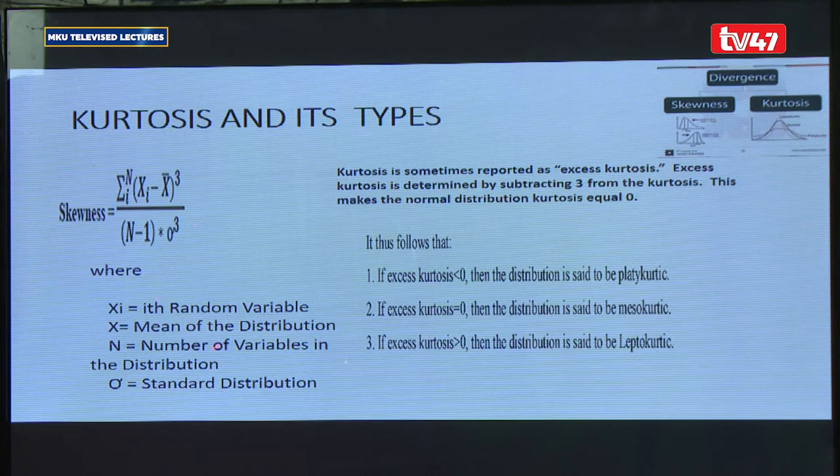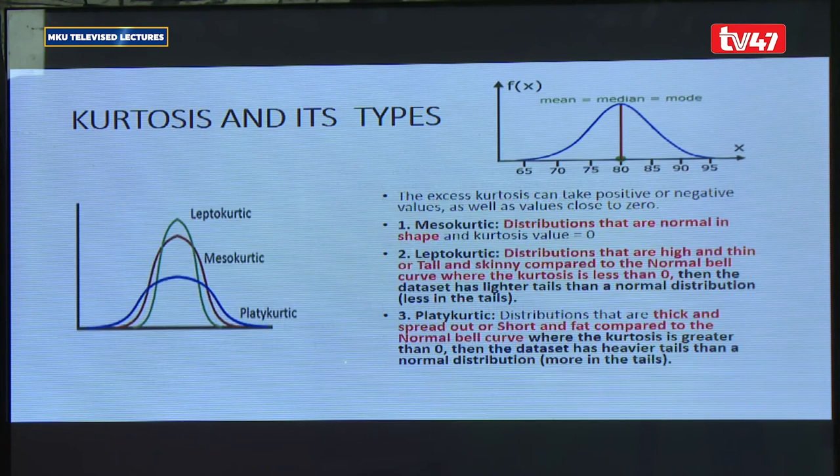That is the formula that we normally use to calculate the kurtosis of a distribution. If the kurtosis is greater than 0, this implies that the distribution is platykurtic. If the kurtosis is equal to 0, then the distribution is said to be mesokurtic, that is, it is normally distributed. And if the kurtosis is less than 0, then the distribution is said to be leptokurtic.